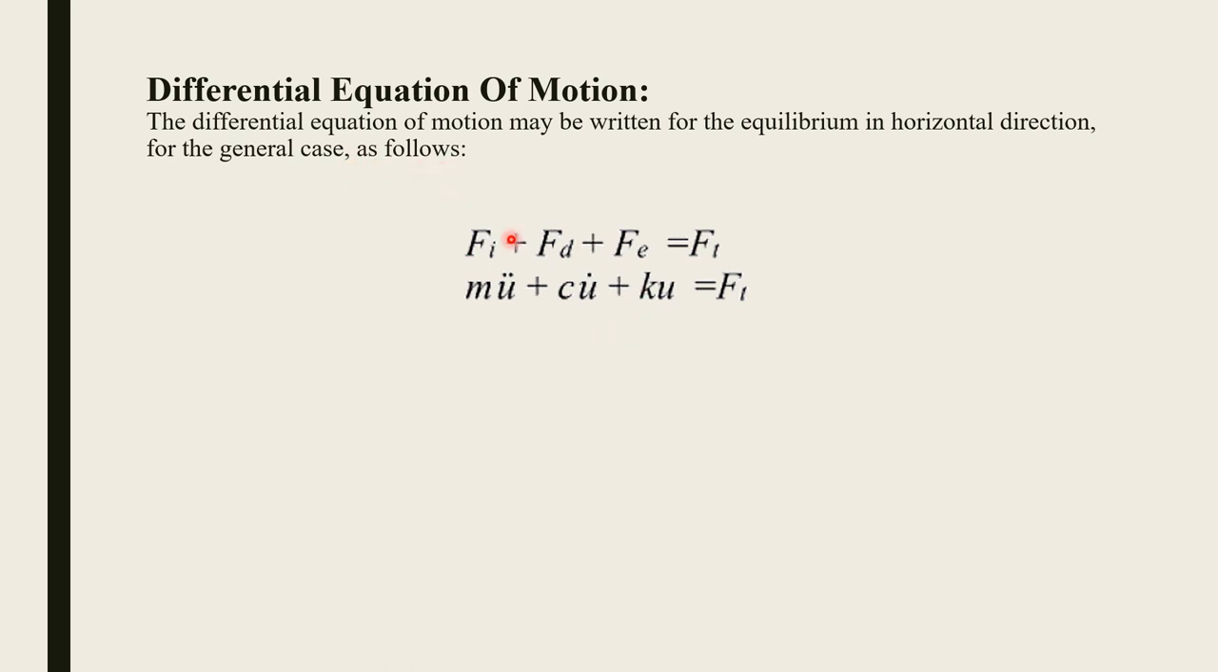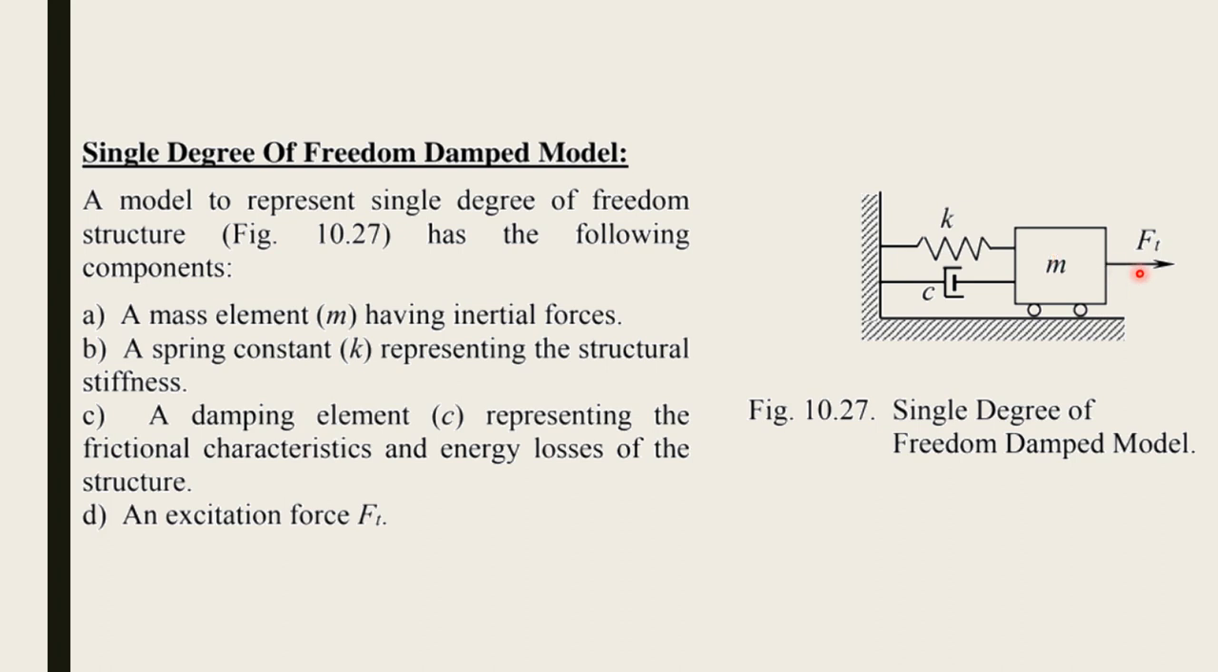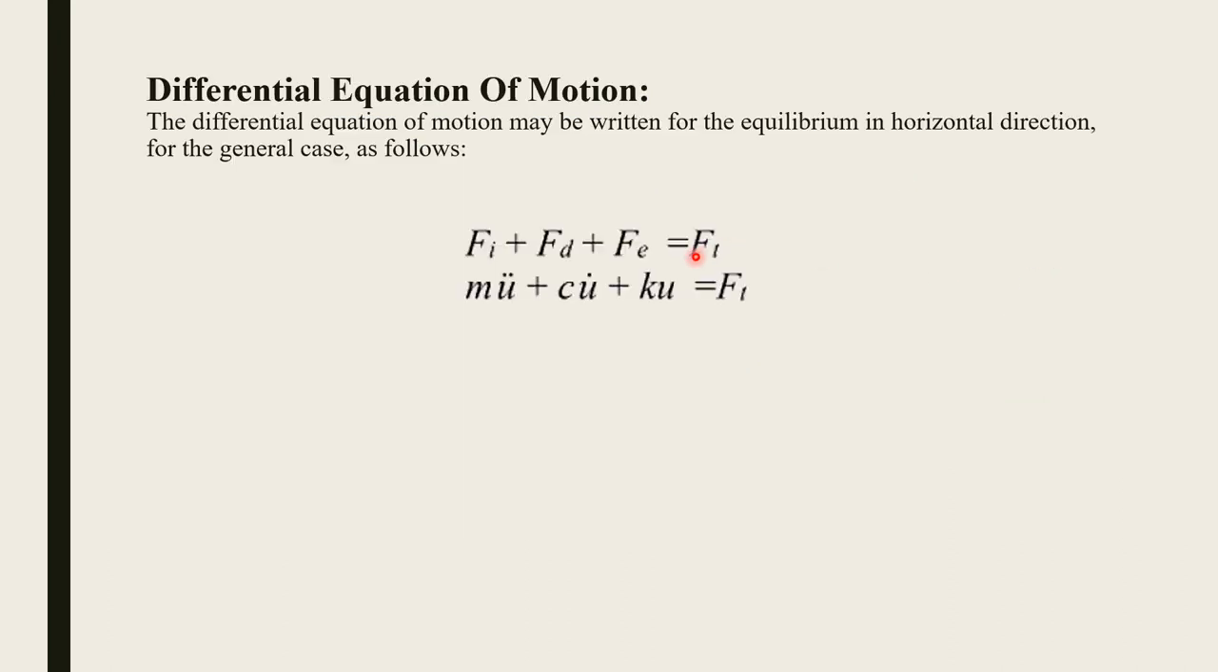In this equation, Fi is the inertial force, Fd is the damping force, Fe is the elastic restoring force. Here in the model, when you apply the excitation force, these three forces try to resist. The inertial force tries to resist back, the restoring force tries to bring back, and the damping force again tries to bring the model back into the original position. Here the inertial force is m a, mass times acceleration, u double dot; c u dash, c is the damping coefficient times velocity; k u, k is the spring constant times displacement. And F is the external excitation force.